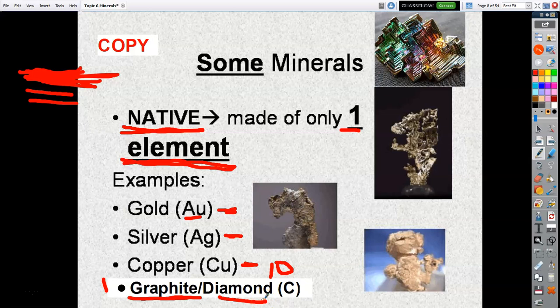And so those carbons in a diamond are bonded together so strongly that, again, it's very hard to break them. So it's always fascinating that you have the same element in graphite and diamond, yet one is soft and one is really hard. But again, it's how those atoms are arranged. So all of these, gold, silver, copper, graphite, diamond, are called native minerals, made of just one element.